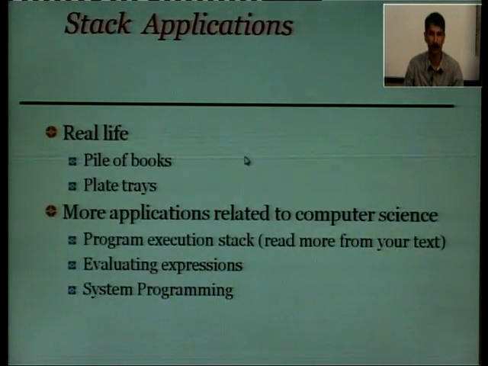Now, let us look further at the applications. You can see in real life the pile of books. You have a rack in your house, and generally you place the books one over the other. So, that forms a stack. The plate of trays that we have already seen, and some more applications related to computer science. So, those are more relevant to us now.